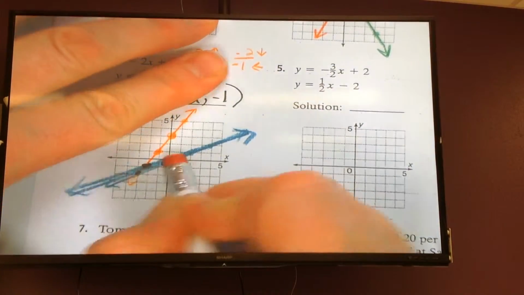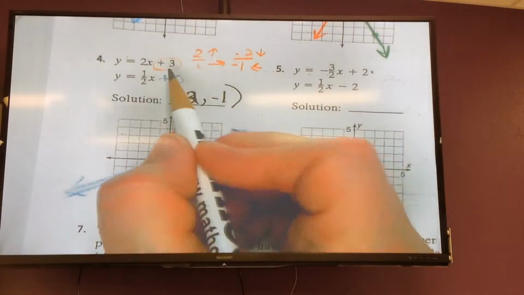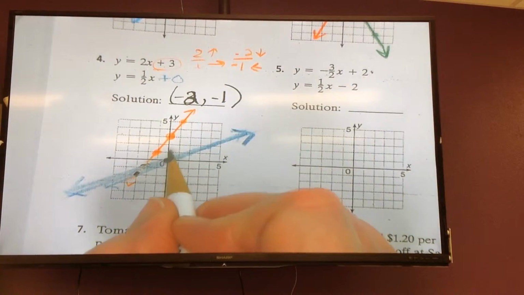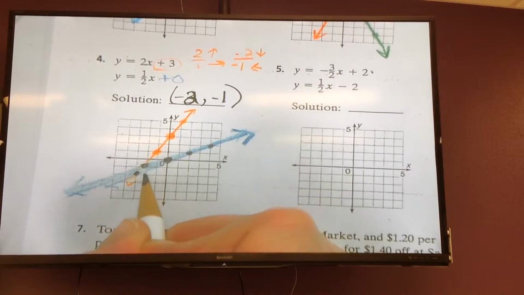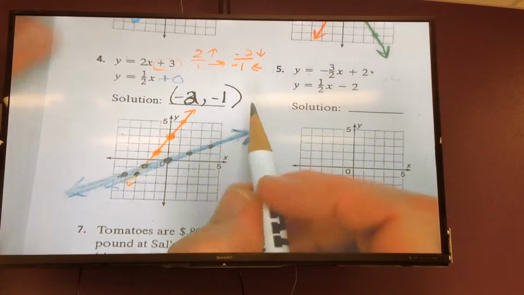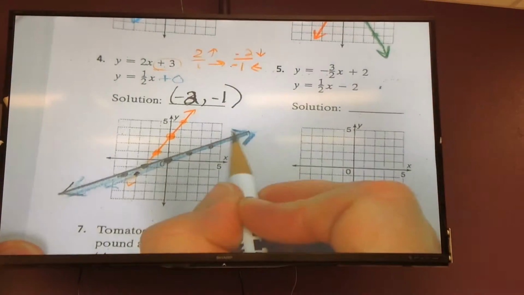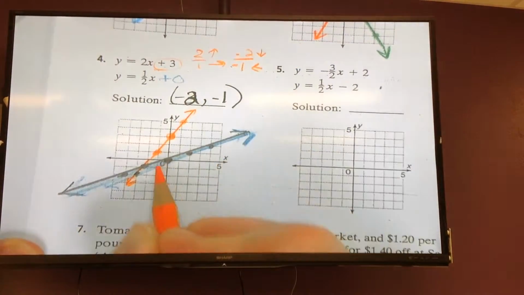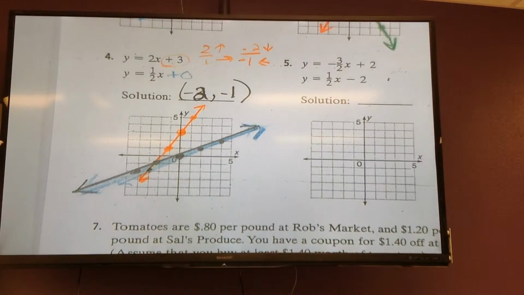That's what happens when you don't graph carefully. If I erase this just a little bit and start that part over. So let me back up just a little bit. The blue line crosses here. My slope is up 1 over 2, or down 1 over 2. As you can see, I kind of made a mess of this. The lines cross at -2, -1. I apologize for that. Okay, moving on to number 5.